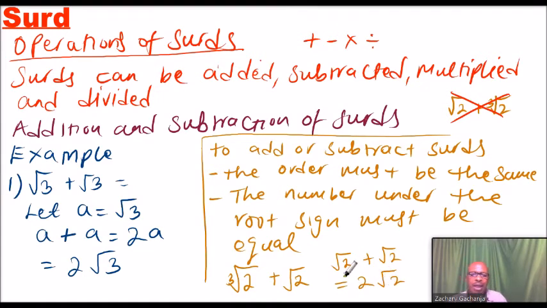Why? Because one, the order is the same. These are surds of order 2. And the number under the root sign is 2. So the two surds satisfy the conditions. Keep these two conditions in mind so that you don't mess up in adding and subtracting surds. With that in mind, let's have a look at several examples.